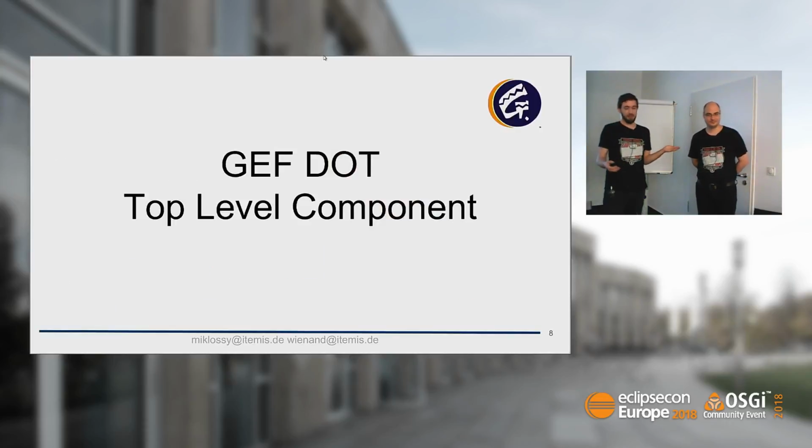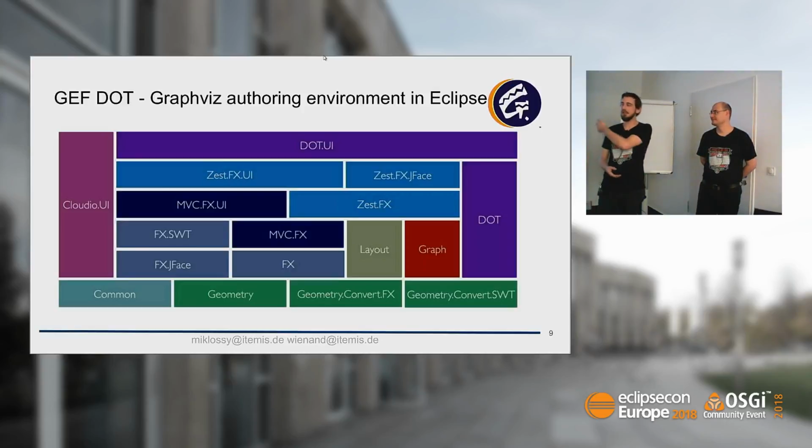Okay, so what are we going to talk about? It's the top-level component of GEF DOT. As you can see here, this is a diagram that's depicting the dependencies of the individual GEF modules or GEF components. The components are all in the same color. Probably saw this picture already somewhere. And as you can see on the top, there is .UI, which is the DOT component. And it has dependencies on most other GEF components. So we can show you some of the features or many of the features by presenting DOT to you. Okay, so I hand this over to Tamas, who will tell you something about Graphviz and then do the demo.